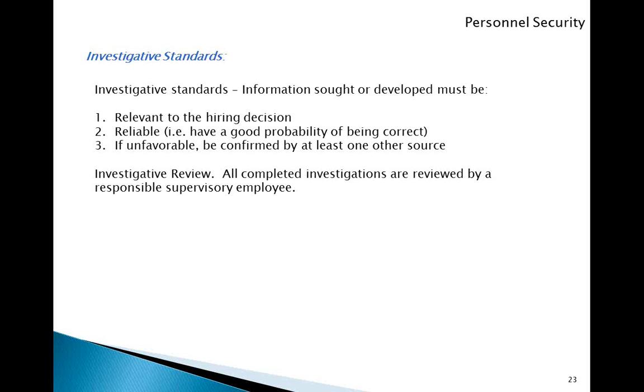Now, you've done your due diligence. You've gone out and done your investigation. You've got a solid investigative package sitting in front of you. What do you do with it? You turn it over to some senior supervisor who is responsible for reviewing your investigation.